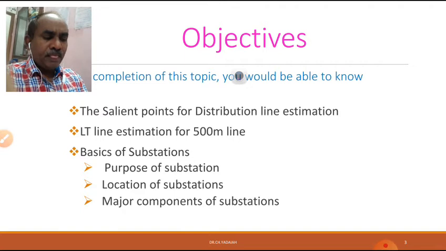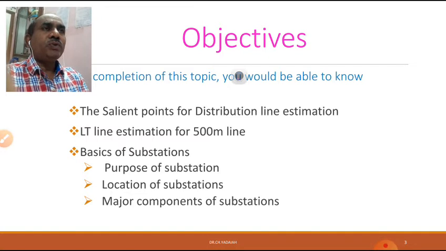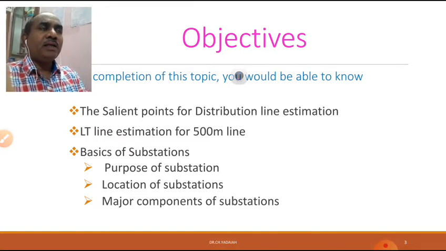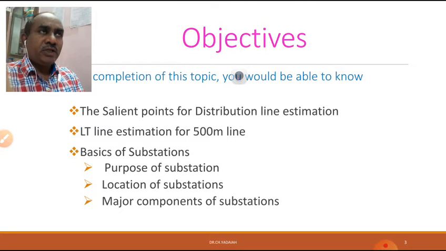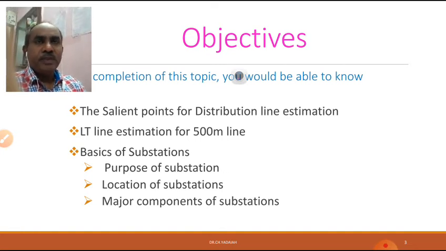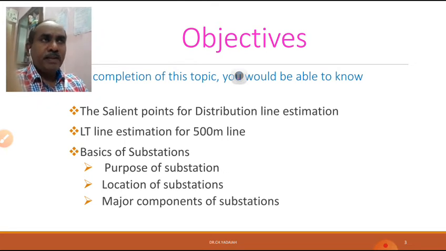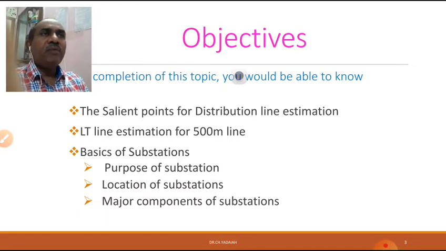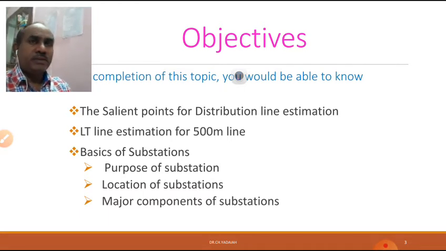That means our aim is to supply electrical energy to each and every consumer who asks for it, from a quality point of view. Quality means we have to give them the rated voltage and rated frequency, with no harmonics, and other factors should be within tolerance.